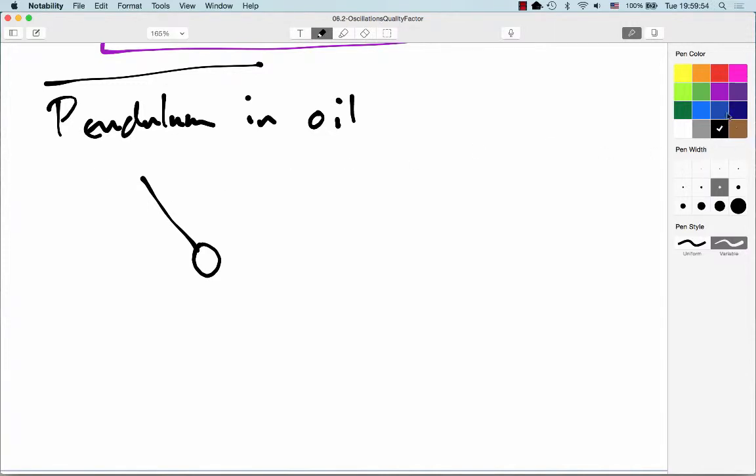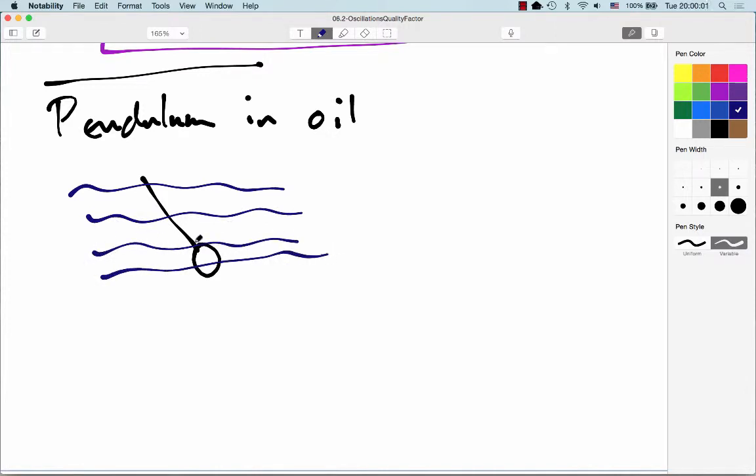This time we're in some sort of oil like that. So we'll have 3 forces, but one of them doesn't count. The tension doesn't matter because it's not doing any work. Then we have gravity down, and we have our resistive force up.